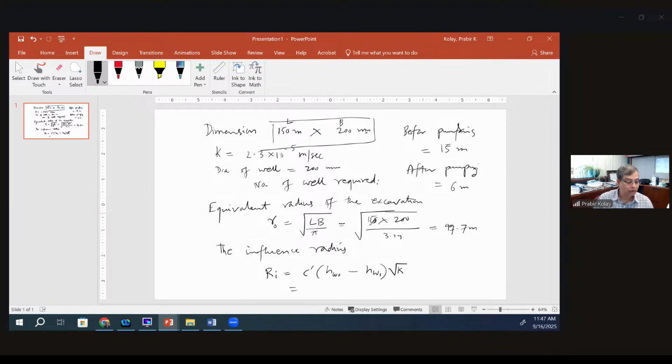The C is a standard value you need to take. In the PowerPoint slide I mentioned, for different well point systems, single or multiple, we have a range around 3,000. HW0 before pumping was 15 meters, minus HW1 after pumping, 6 meters, and the square root of K, 2.3 times 10 to the power minus 5 meter per second. So you get 129.5 meters. This is the first thing you need to calculate.